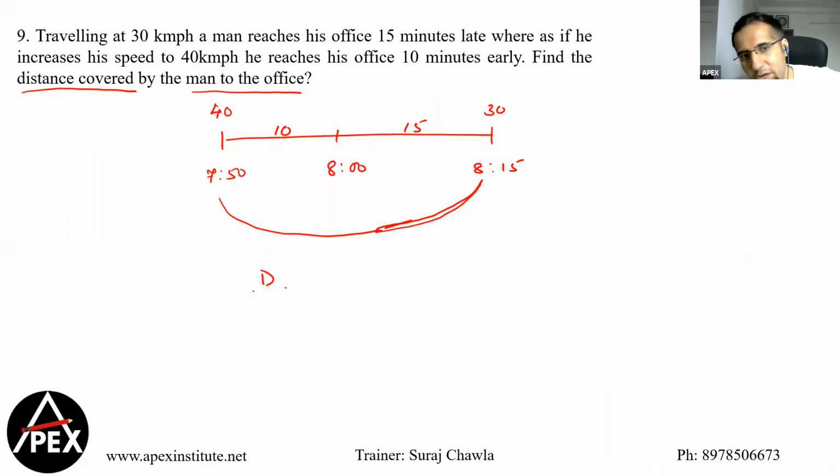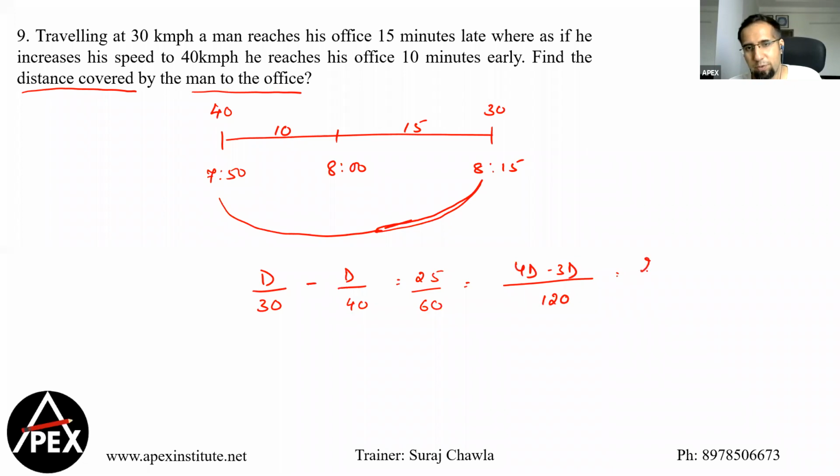So time taken when he's traveling at 30 kilometers an hour is d by 30, minus time taken when he's traveling at 40 kilometers an hour is d by 40. And I know the time difference is equal to 25 minutes. You cannot take minutes because speed is in kilometers an hour, so take it in hours. So 25 minutes is equal to 25 by 60 hours. Now if we simplify, 4d minus 3d over 120 is equal to 25 by 60. You simplify, and the value of d that you get is equal to 50 kilometers. So therefore 50 is your answer. Is this point clear with all of us?